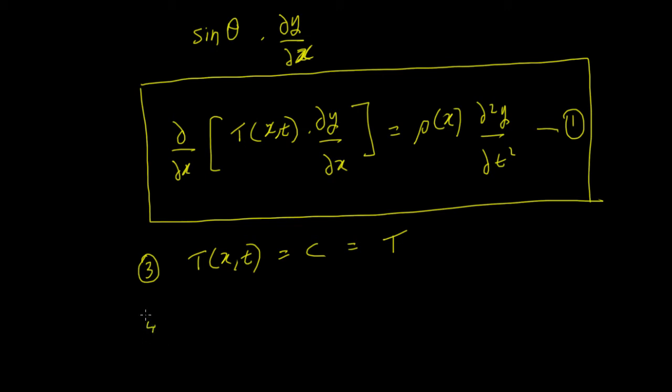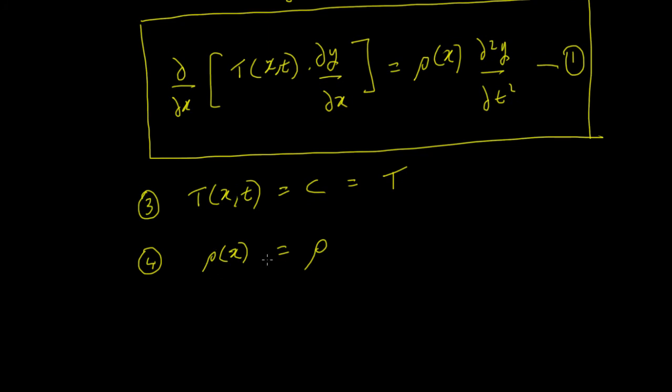Now there's going to be another assumption. Assumption 4 is that rho of x, the mass per unit length, isn't actually a function of the length, it's just a simple mass per unit length. So really what we're saying is that the string is of uniform thickness, and the mass per unit length is distributed evenly along the length of the string. If we make that assumption, then rho of x is just equal to rho.